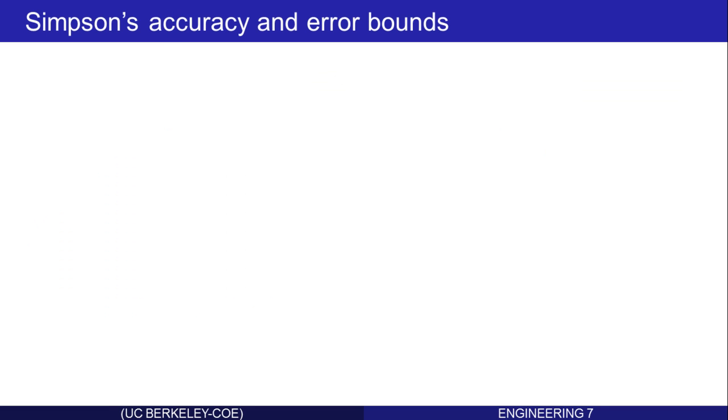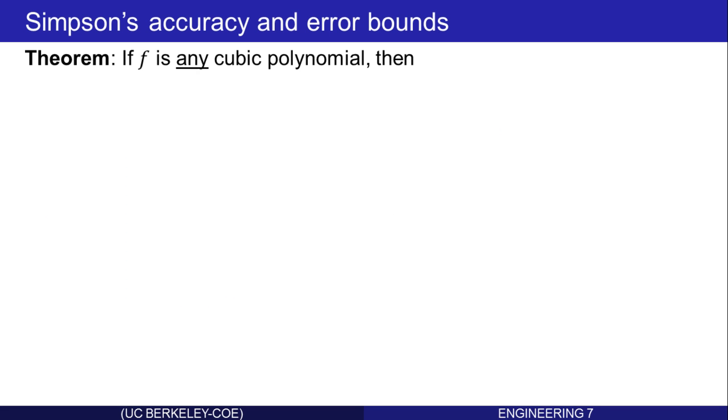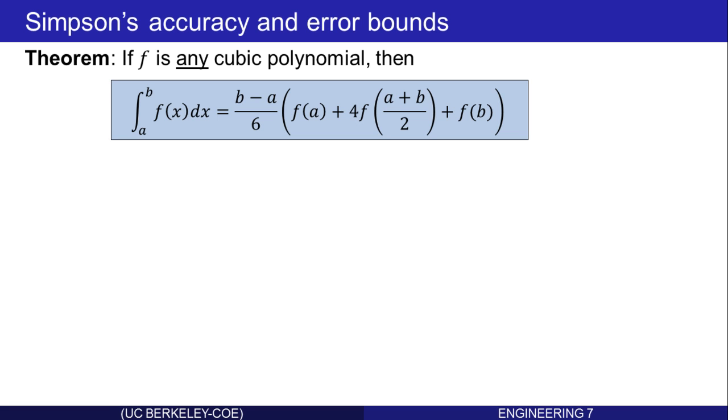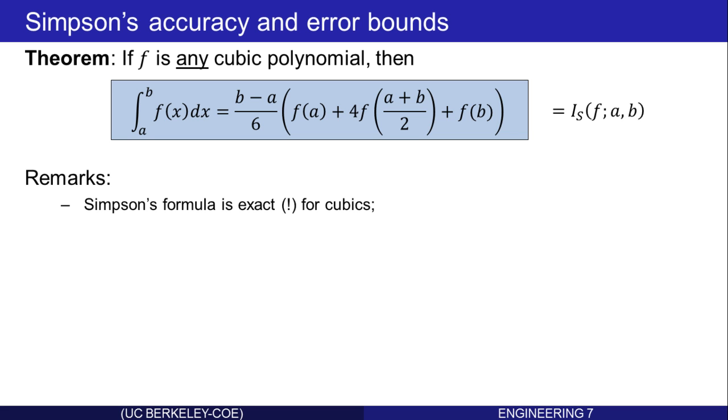Well, what's special about Simpson's rule? Let's look over its accuracy and error bounds. It turns out that if f is any cubic polynomial, then the integral of f from a to b is exactly the Simpson formula. So, Simpson's formula is exact for cubics. The integral of a cubic can be accomplished with three function evaluations.